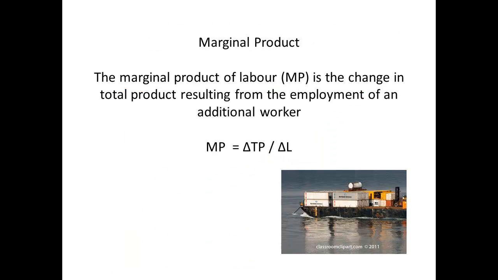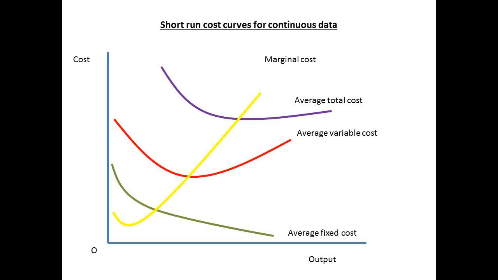We can now relate marginal product to the labour employed. The marginal product of labour is the change in total product that results from the employment of each additional worker. So MP, for marginal product, is equal to delta TP, for the total product, divided by delta L, for labour. You will recall from earlier podcasts that the marginal cost will reach a minimum when the marginal product reaches a maximum. After that point, the law of diminishing returns takes effect.